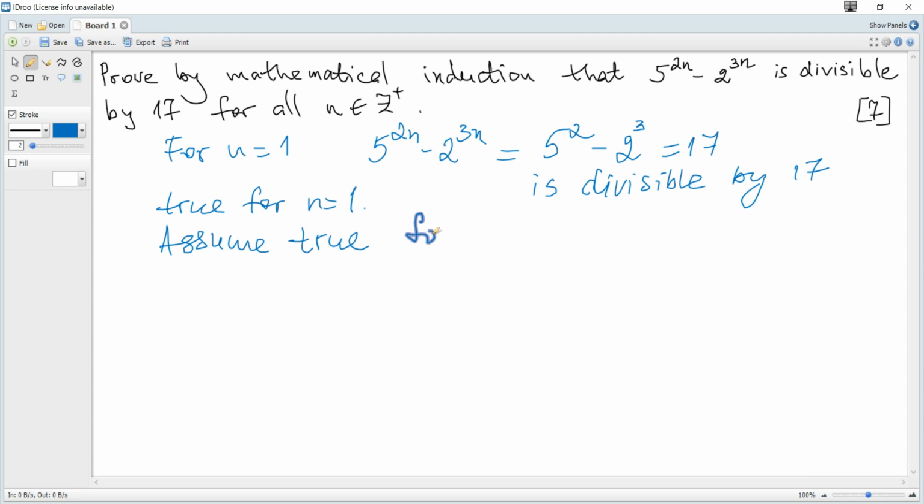true for n is k, and our expression becomes 5 to the power of 2k minus 2 to the power 3k, but how can we show that it is divisible by 17? It can be represented as 17 multiplied by some integer. For example, let it be m, and m is positive integer.